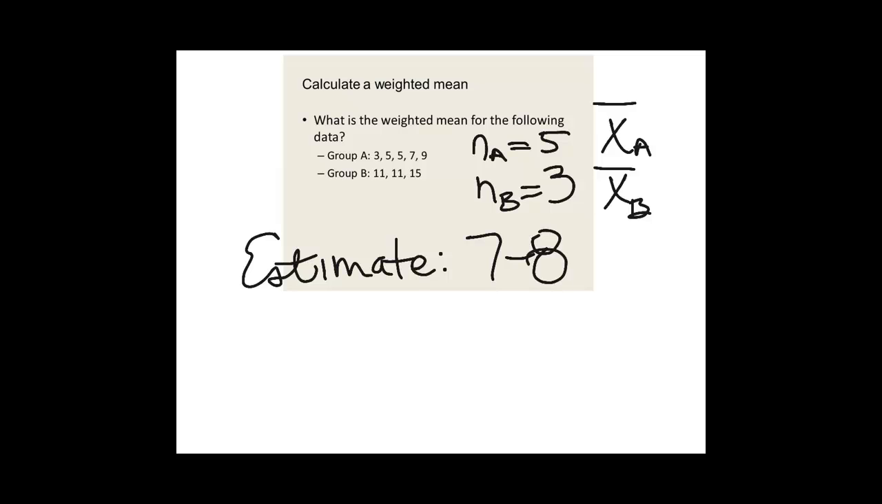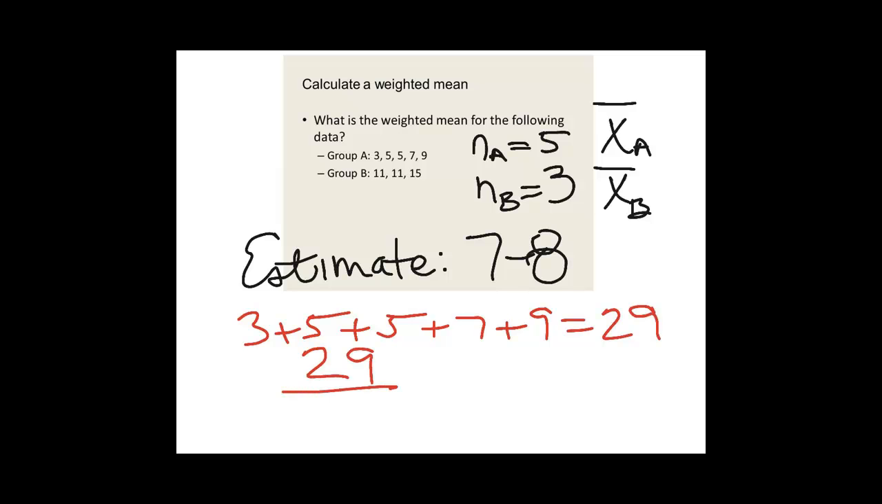Find the average group A score by adding the values and dividing by N. 3 plus 5 plus 5 plus 7 plus 9 equals 29. 29 divided by 5 equals 5.8. Therefore, the average of group A is 5.8.